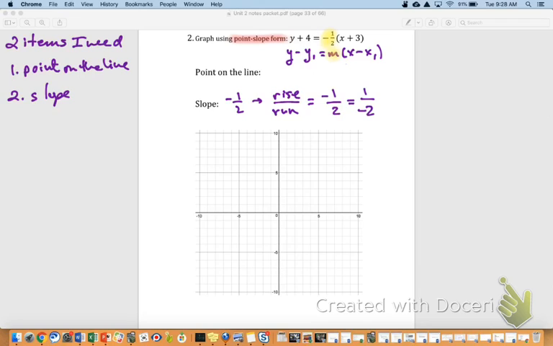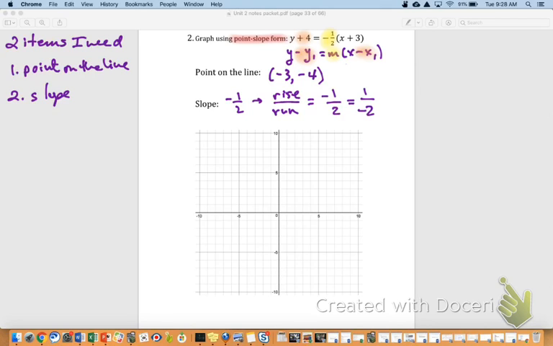Notice how this is y minus y1, like y minus a y coordinate, and this is x minus an x coordinate, right? It's specifically minus. It's not plus or something else. So when I look up here, y plus 4, how do I get y plus 4 if it's y minus something? Because it was negative 4. And how do I get x plus 3 if it's x minus the x-coordinate? Negative 3. Yes. So the point on the line is negative 3, comma, negative 4.